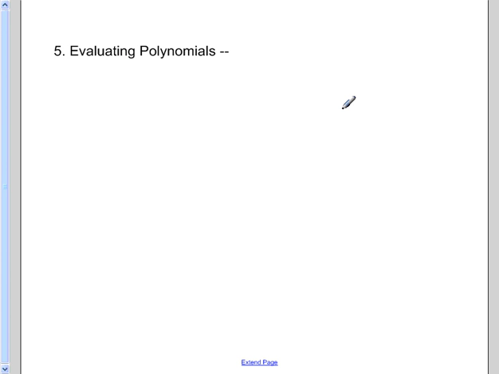Part 3 is on evaluating polynomials. This is also, again, something that we have looked at before in a previous chapter. But just know, again, if it says to evaluate, they will give you a polynomial such as 6x squared plus 11x minus 20. And it will say evaluate this polynomial when x is equal to -1.